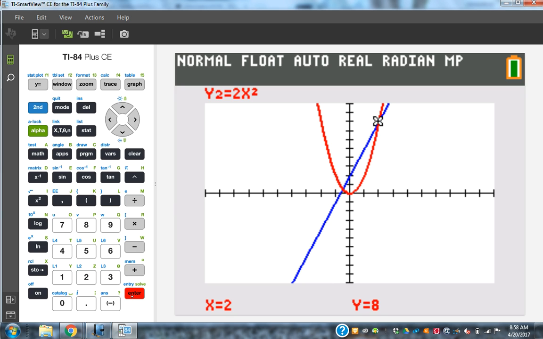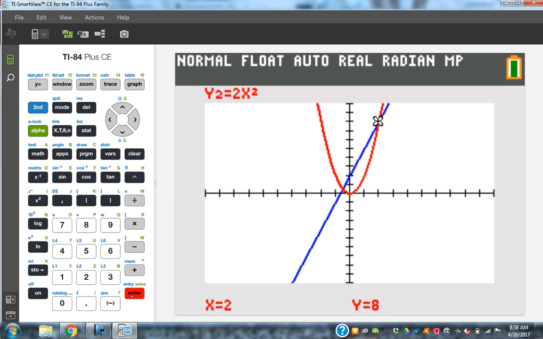But you can trace it again on the red one. If you don't have the color one, it's going to say Y2 up there at the top. Y1, Y2. You just have to remember which one you're dealing with, and you can trace on either one of them. You should see the same ordered pair for where they're crossing. Where they cross is the solutions. Okay, so graphing is an option.